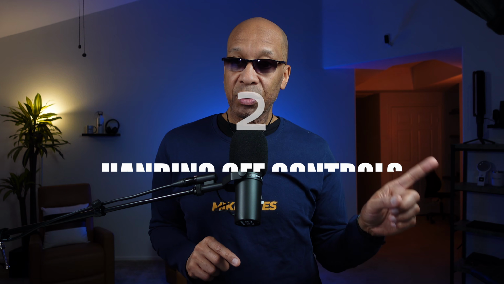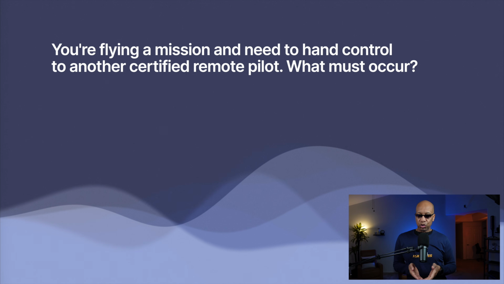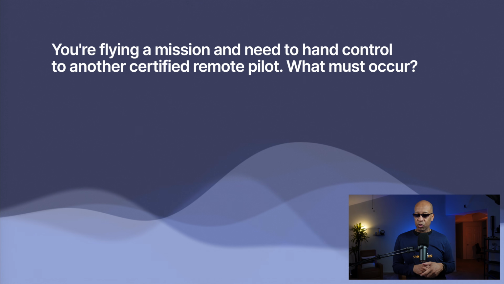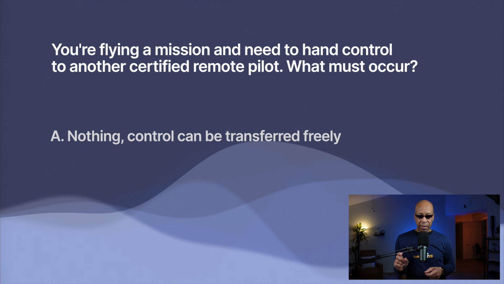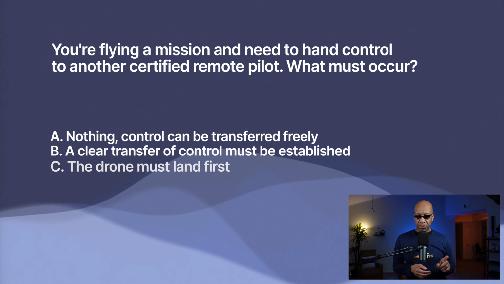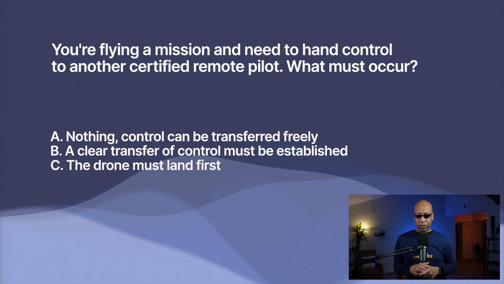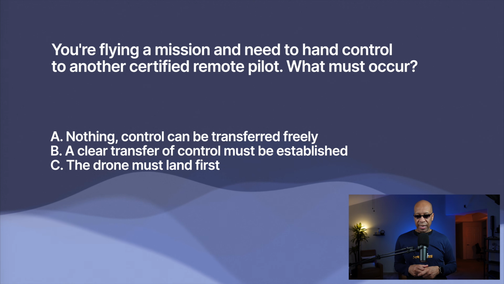Now, let's move to question number 2, and this has to do with handing over the controls to another remote pilot. You're flying a mission and you need to hand over the controls to another certified remote pilot. What must occur? Multiple choice answers. A, nothing. Control can be transferred freely. B, a clear transfer of control must be established. C, the drone must land first.